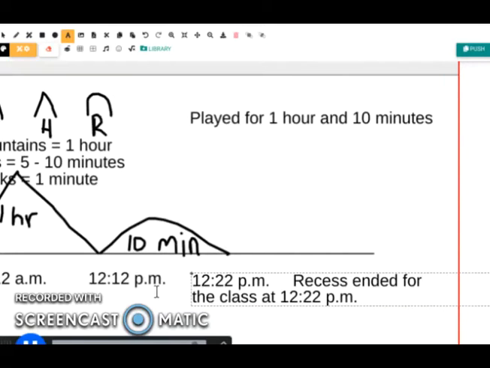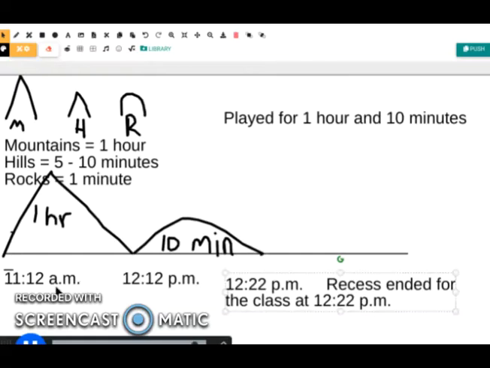So we know that it began at 11:12. We also know that they spent an hour and 10 minutes, and we've used our number line here to tell us that it's going to be an hour from 11:12 to 12:12, and then 10 more minutes onto that is going to give me 12:22 p.m. So recess ended for the class at 12:22 p.m.